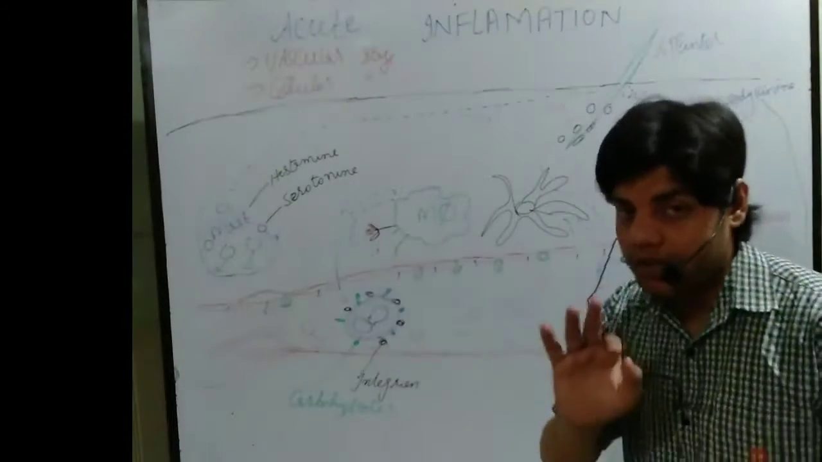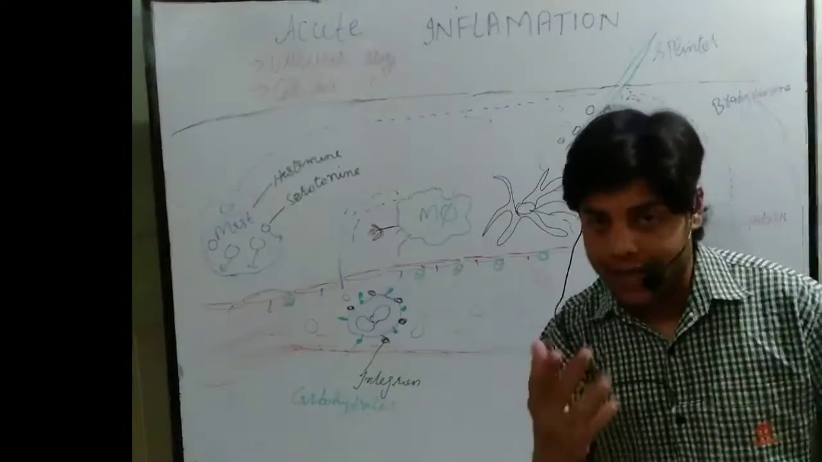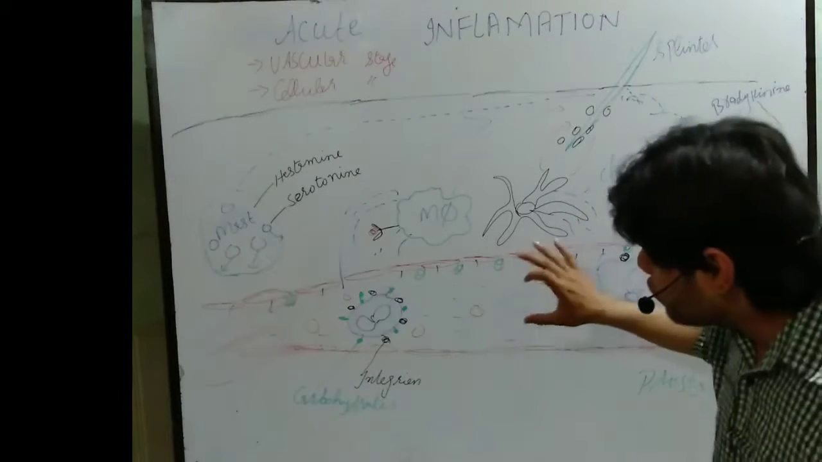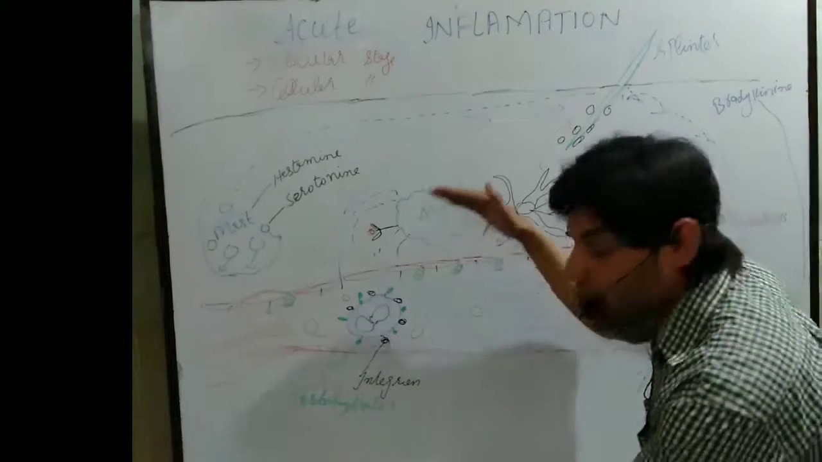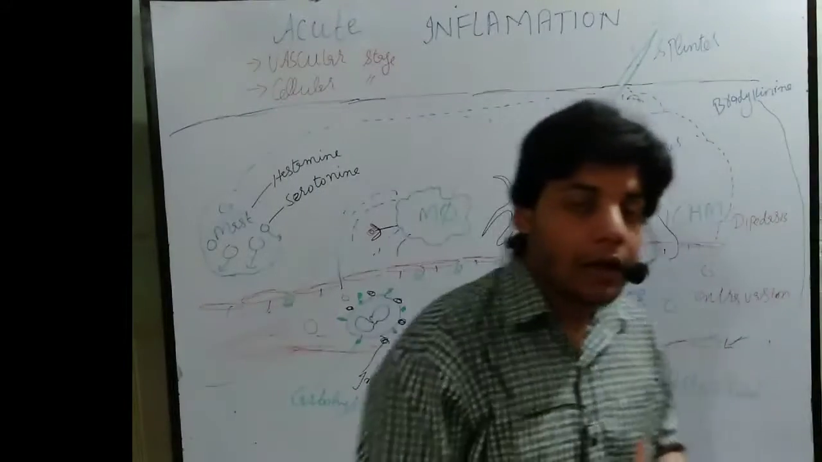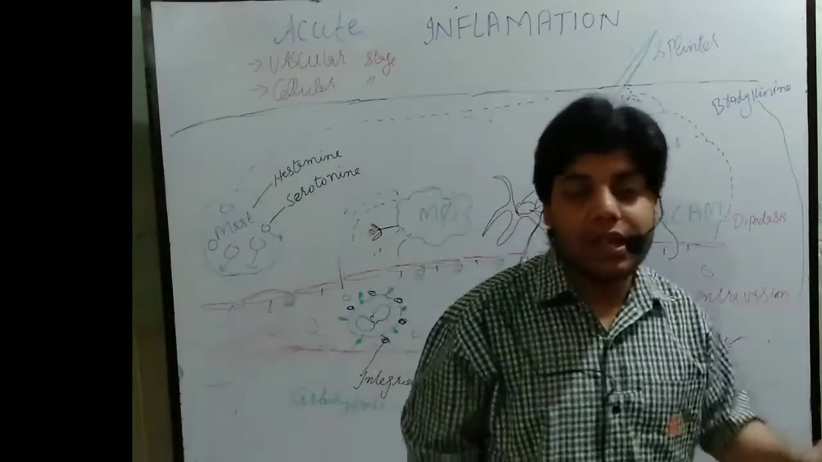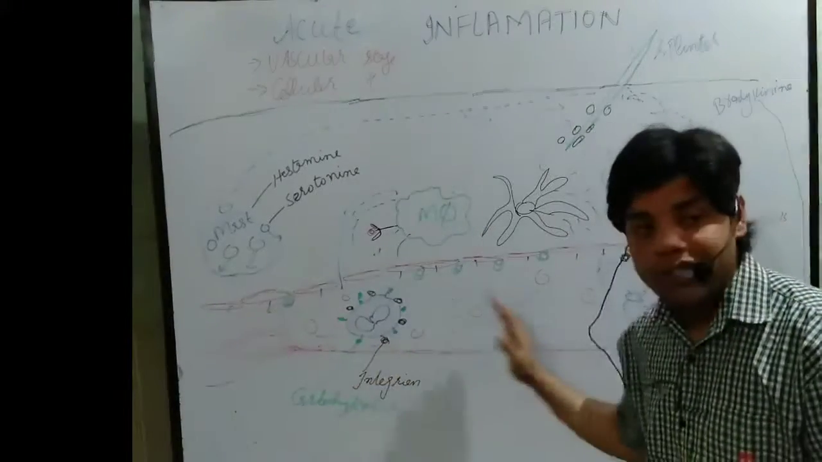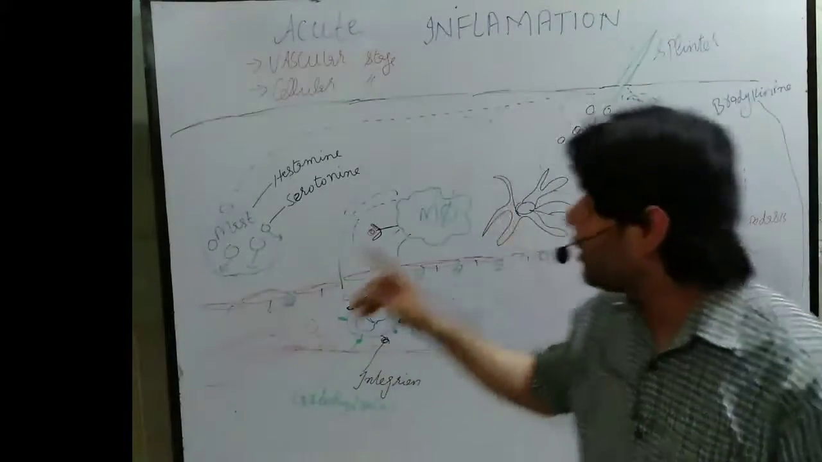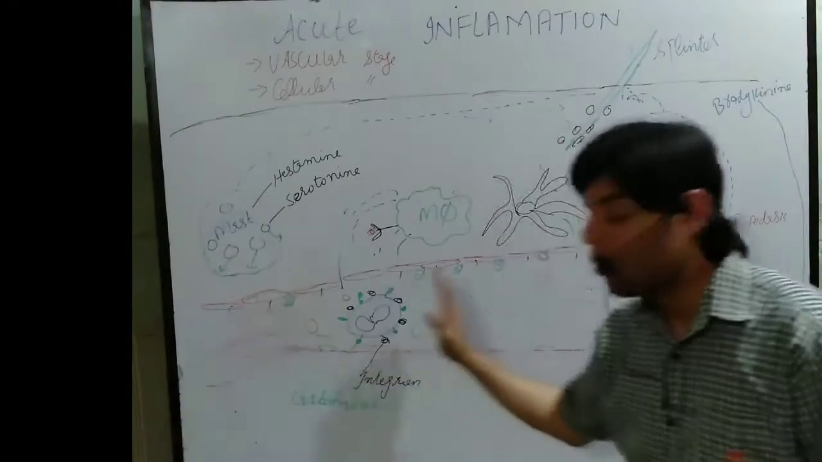In the vascular stage, what actually happens? Once the splinter is injected, a wound is created. Once the wound is created, it causes the vessel to constrict. Once the vessel is constricted, the blood flow present in the vessels becomes slow. Normally the blood flow is not slow, it is in a normal form, not too slow and not too high. But when the wound happens, the blood flow is slow.